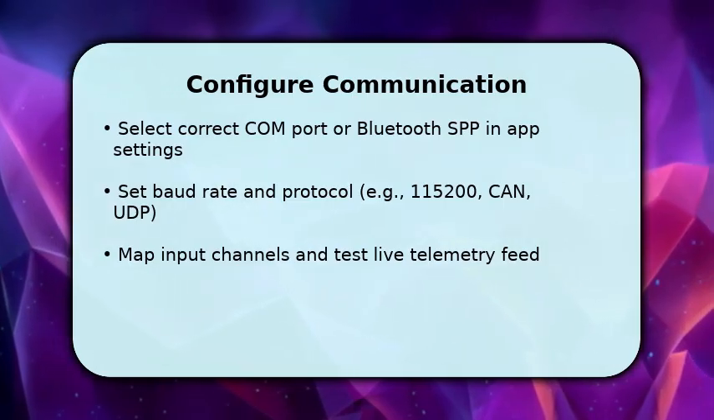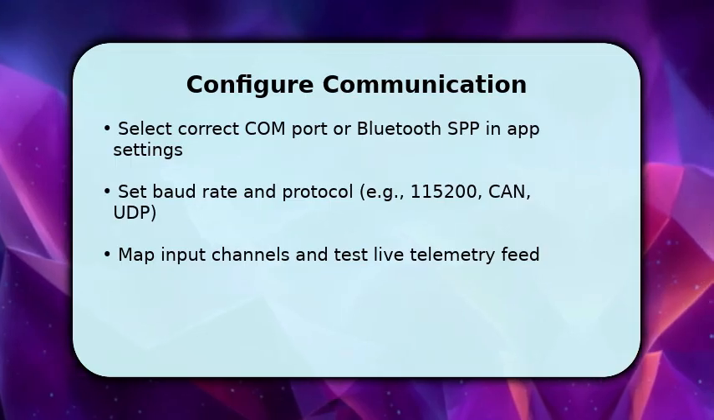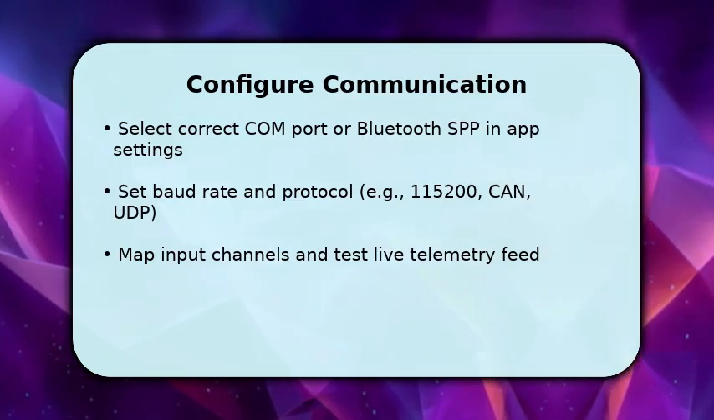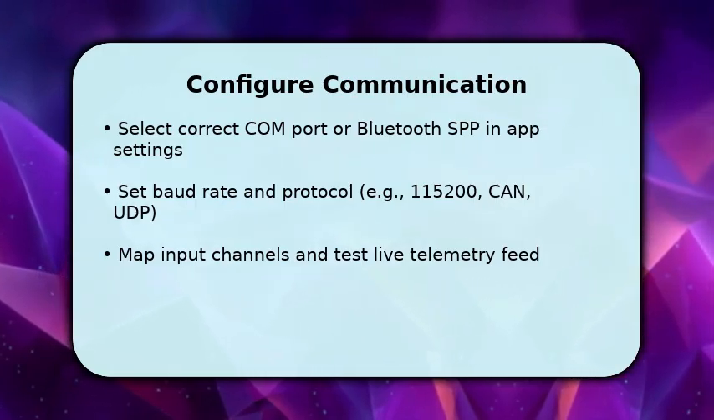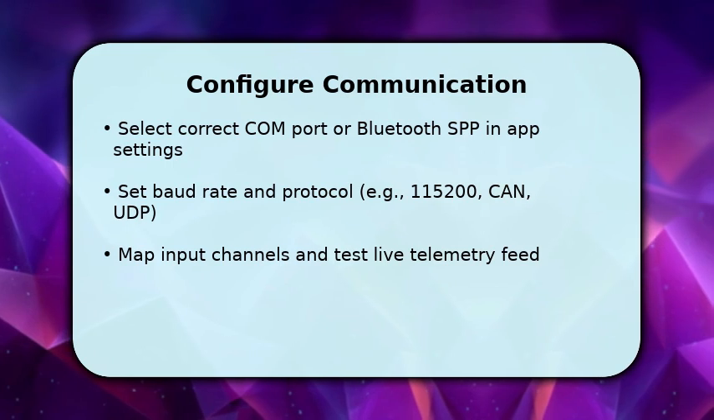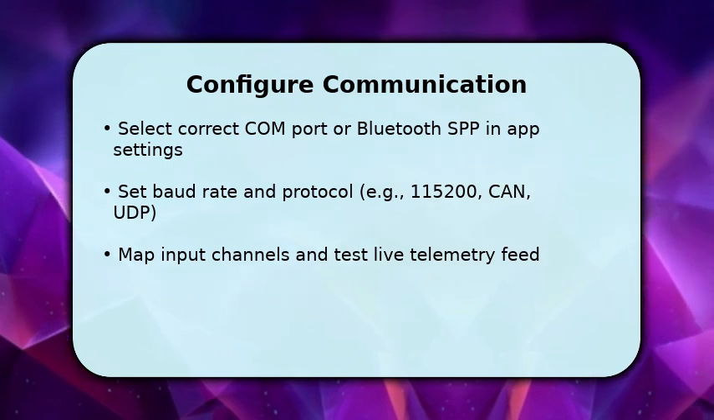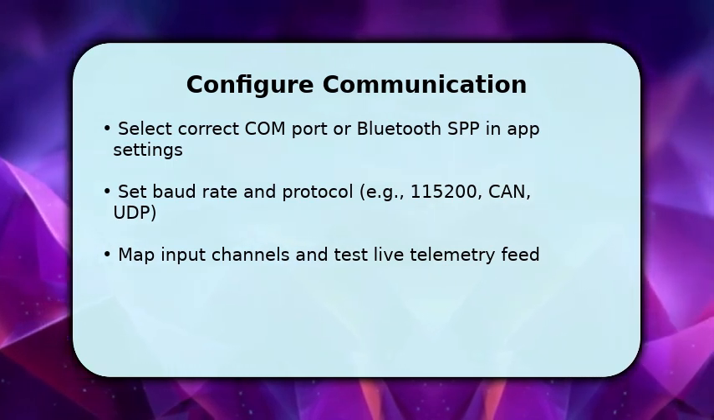Then map each input channel to its telemetry source. This ties RPM, speed, and sensors to display widgets. Once done, run the live telemetry test and watch for stable incoming values, because mapping errors usually show inconsistent or missing readings.